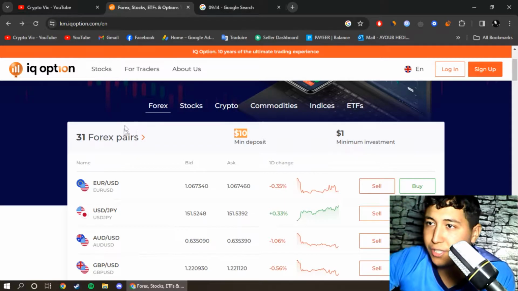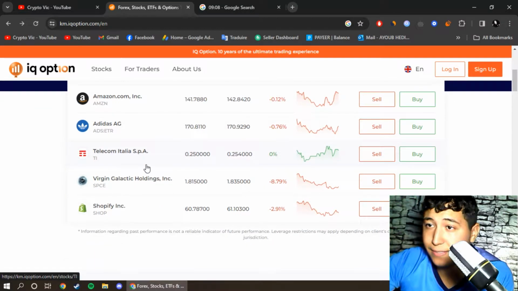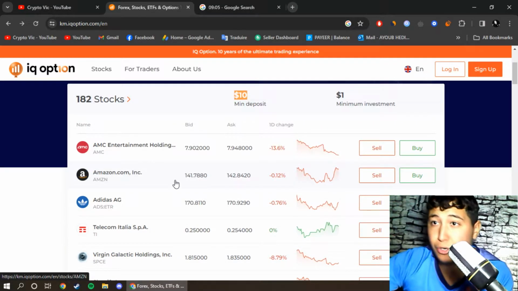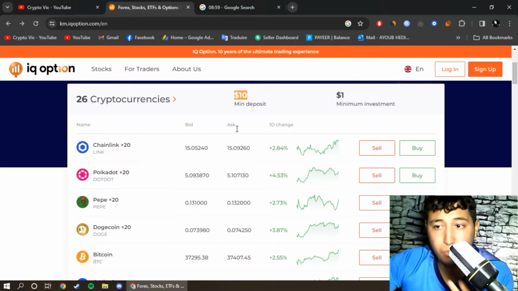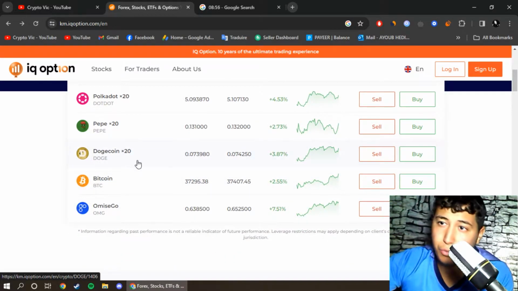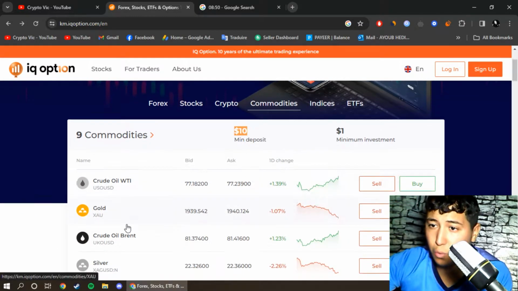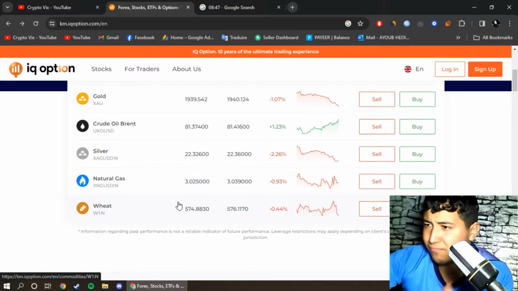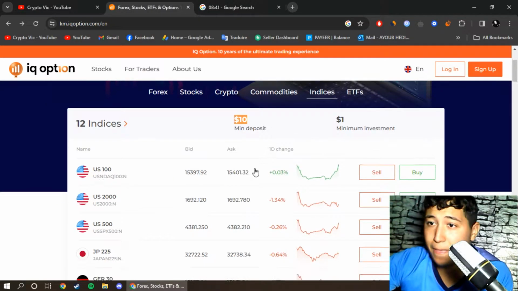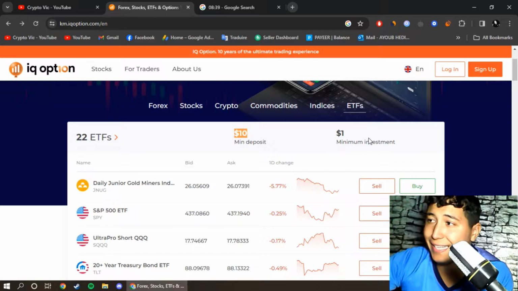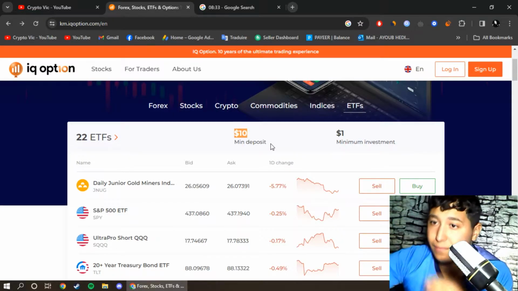So here we got forex, as we said. You got here stocks. You got Amazon.com, Adidas, Telecom Italia, Shopify, and there is more that you can discover. There's 182 stocks. Here we got crypto: Bitcoin, Dogecoin, more crypto as usual. And here we got the commodities. You got gold, silver, just the stuff about commodities in general, basically. Here you got the indices that you can trade on, and you got the ETFs, and it's the same thing. You can trade with $1, and that's the minimum.